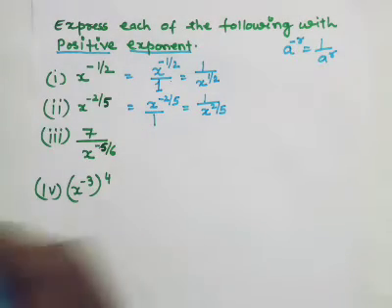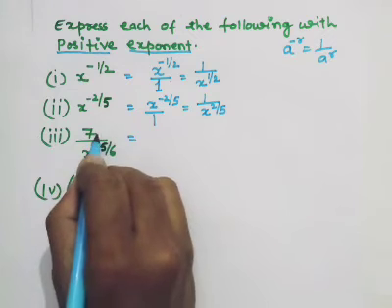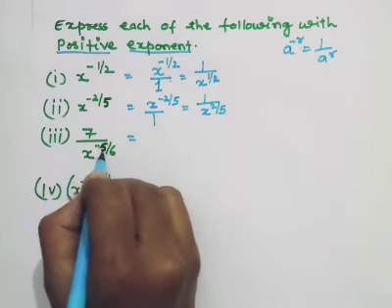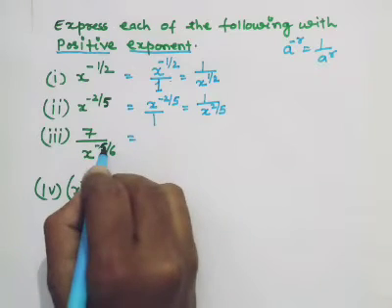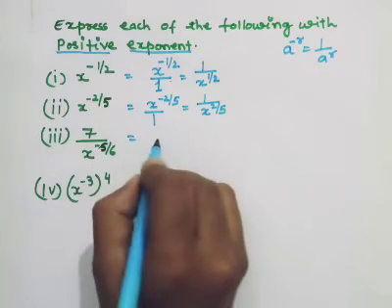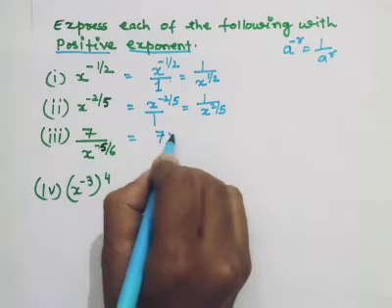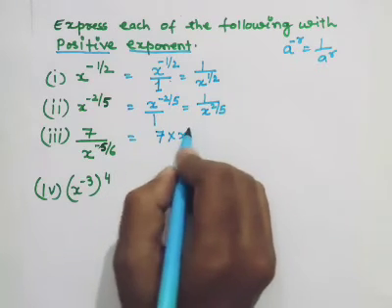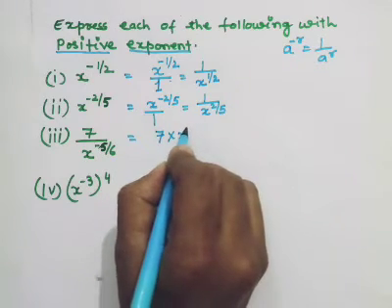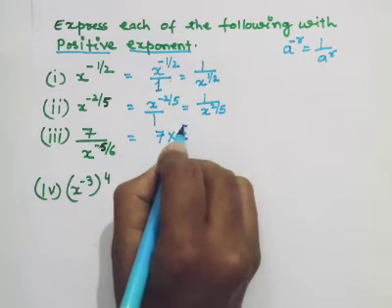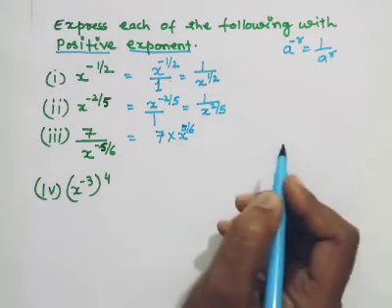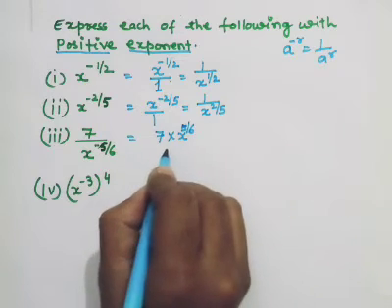Now see here. Next question is 7 by x to the power minus 5 by 6. Simply x is in the denominator, so it will move to the numerator. So 7 will remain as it is and x will be moving to the numerator, and it will become x to the power 5 by 6.